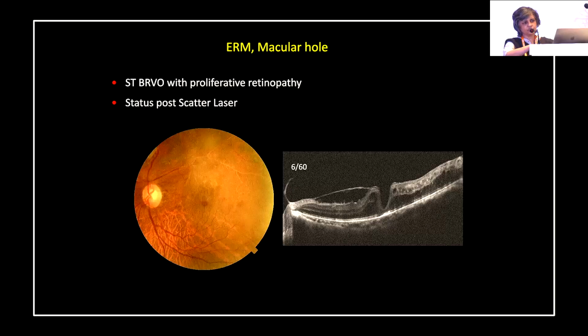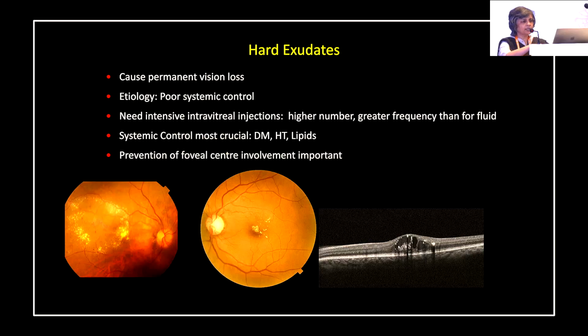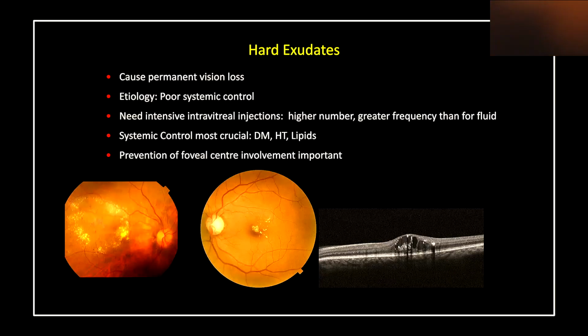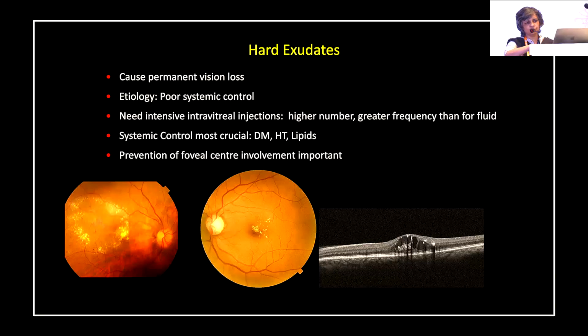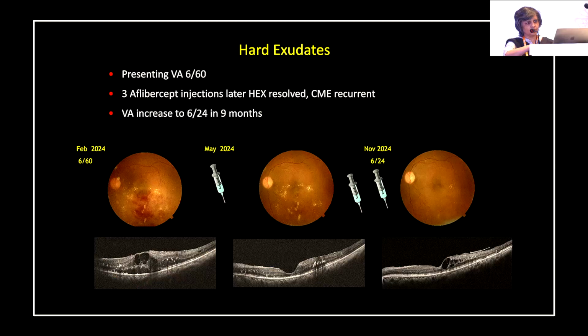They can present like this with an ERM and holes. Another problem is the hard exudates, which accumulate when the patient is not treated right at the onset. Once these hard exudates come, they generally cause permanent vision loss. Most importantly, the cause is also poor systemic control, uncontrolled diabetes or dyslipidemia. They need more intensive intravitreal injections, a higher number of injections with greater frequency for resolution, and even with resolution they may leave behind permanent vision deterioration. Most important is systemic control, and prevention of these exudates by timely treatment.